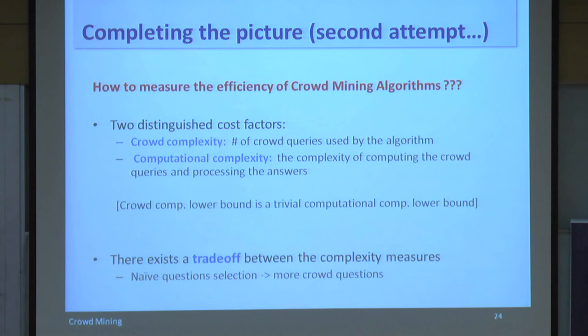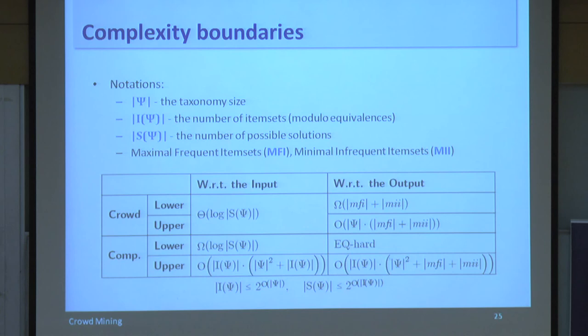On the other hand, if I just ask whatever I want to ask, computationally it's very easy, but it's going to cost me a lot in crowd complexity. So there is this close relationship between these two complexity measures. We did a lot of research to try to understand how it works. I can show you a scary table with a lot of complexity measures. We're not going to get into that. If anyone is interested, I can point to the relevant paper.